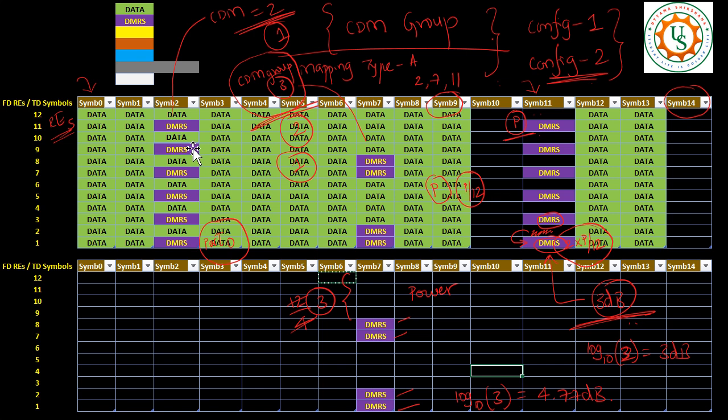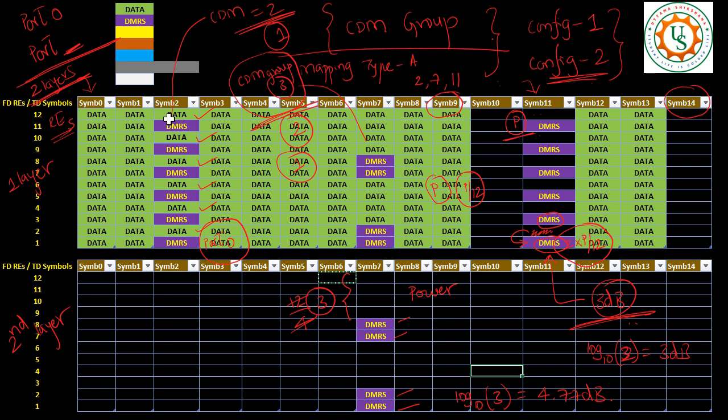Now, port 0 and port 1, let's say port 0 and port, what port to be used here? Okay, see, if you are using CDM group number 1 where data is also occupied, once data is occupied, you cannot go ahead and allocate a DMRS there. When you are using two ports, which means that you have got two layers, you will have two OFDM grids. Let's say this OFDM grid is for one layer, this OFDM grid is for the second layer.